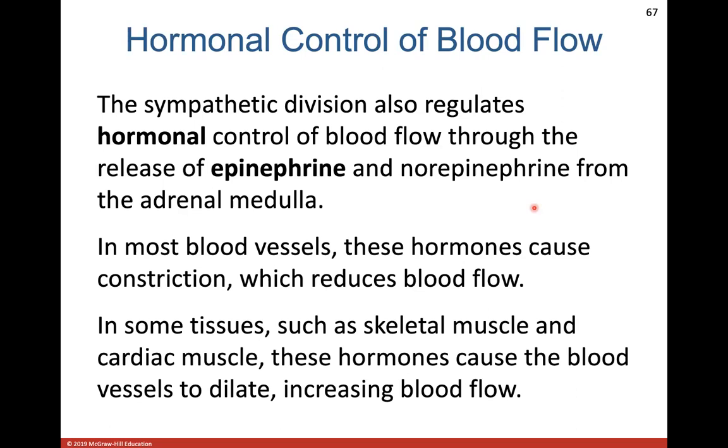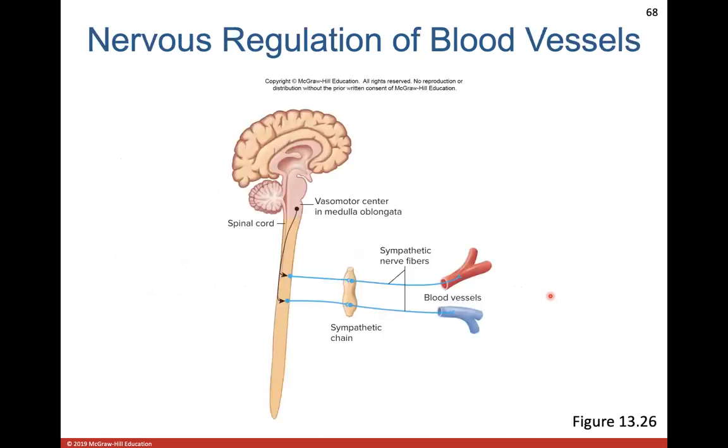But in some tissues like skeletal muscle and cardiac muscle, these hormones actually cause your blood vessels to dilate, increasing blood flow. Epinephrine and norepinephrine are your adrenaline hormones, so they're getting your body ready for activity. They will increase blood flow to your skeletal muscle and to the heart to get your body ready for activity.